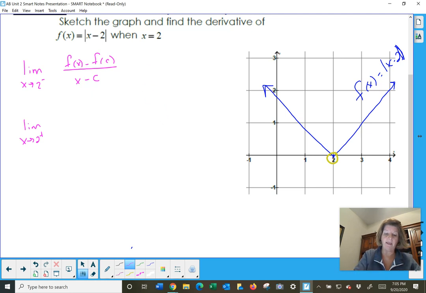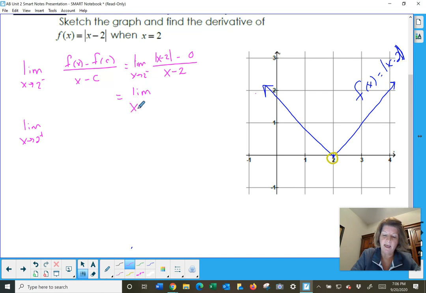If we do that in this case, I would have the limit as x approaches 2 from the left of absolute value x minus 2, minus f of c, which is 2 minus 2, is 0, over x minus 2. And from the left side, I wanted to try and simplify that. Let's do it this way.